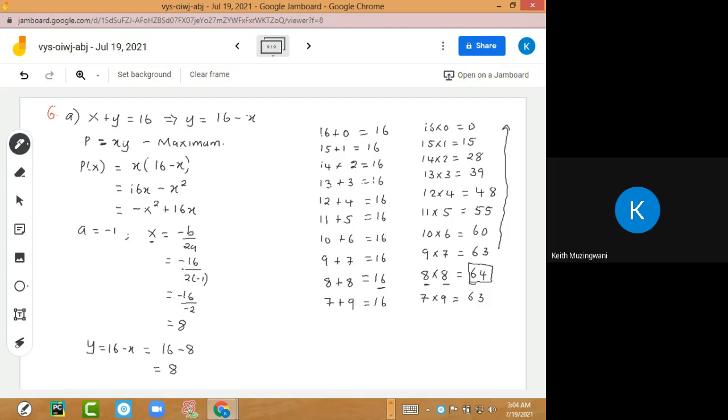Now you can only do that if the sum is small. But what if the sum is too big? Maybe they say the sum is 1000. You can't manage doing all that. But you can easily change it into a quadratic and then deal with the properties of maximum and minimum value around the line of symmetry, x is equal to negative b over 2a.